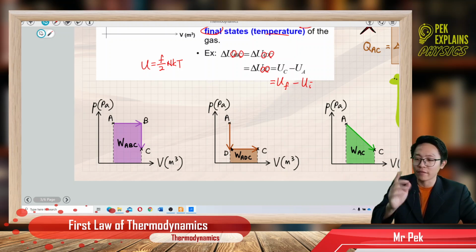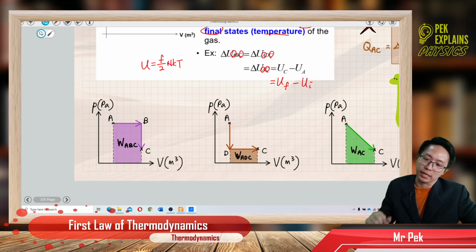Later we will learn about four types of thermodynamic processes. A to D has no work done. D to C is an isobaric process. D to C has area under the graph, so it has work done. It's a small area only, you see, the brown graph, so small work done.